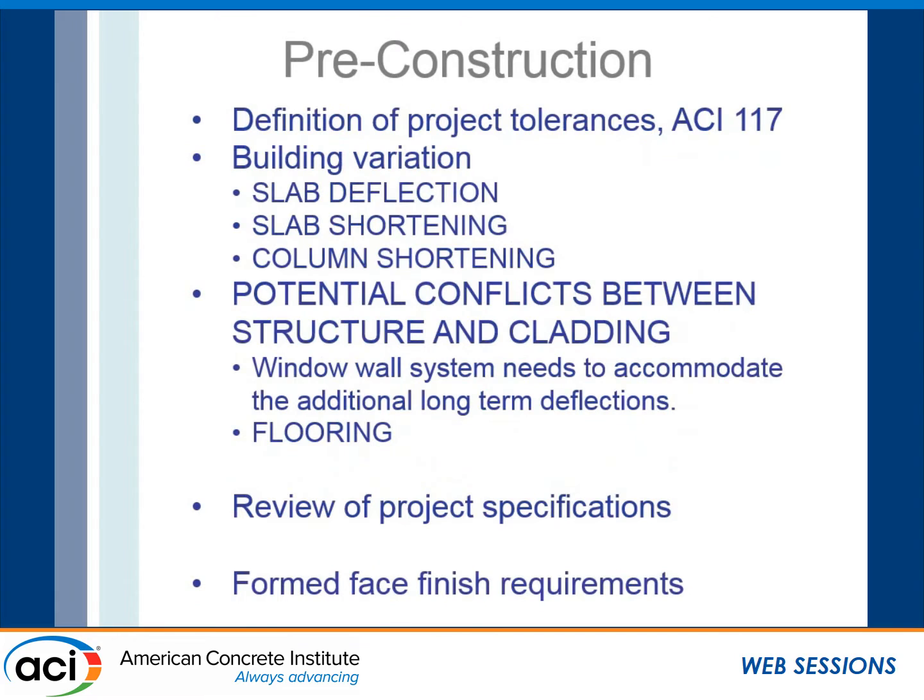Just some thoughts: in pre-construction, one of the things we're thinking about when we're looking at a job is obviously what the definition of the project tolerance is. And our typical yardstick of what we wish to deliver is defined in ACI 117. And then we're discussing with our owner and our design colleagues anticipated slab deflection, slab shortening, and column shortening. And then we like to bring up very early in the whole process potential conflicts between the structure and the cladding, in particular the window wall systems, which need to accommodate long-term deflections, but also slab shortening. And of course, the flooring.